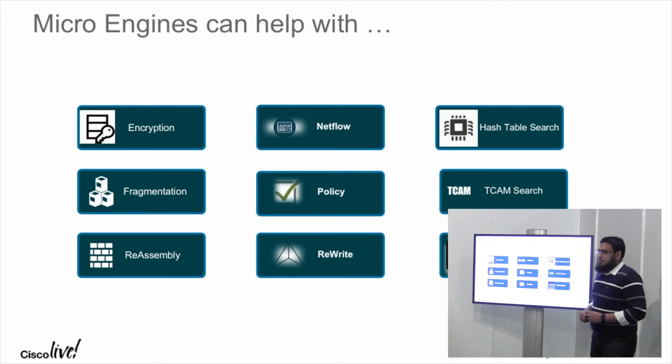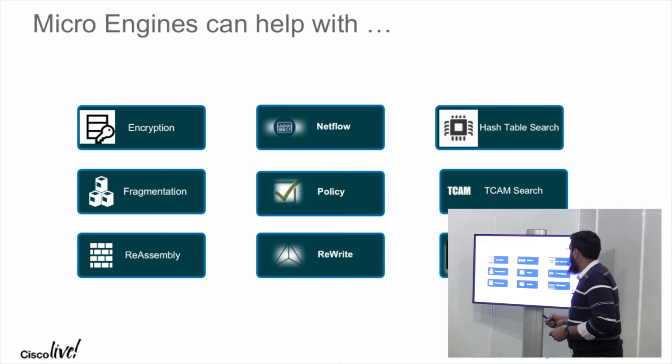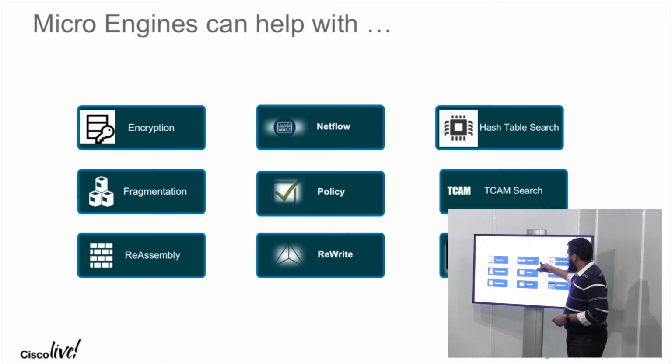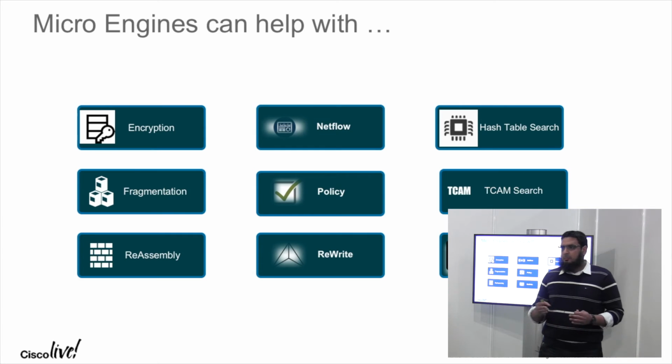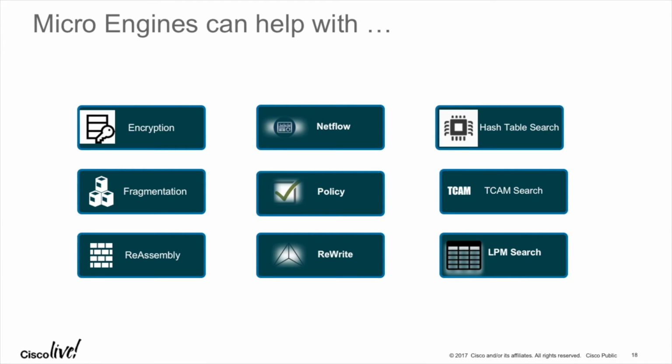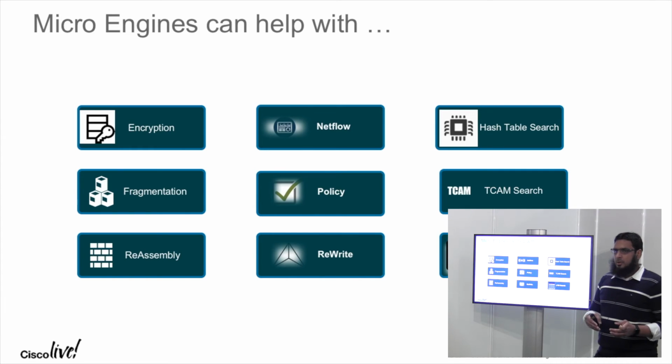Now, what are the different micro engines doing here? There are micro engines doing the encryption. There are micro engines doing fragmentation, reassembly, NetFlow lookup, policy lookup. Rewrite is also a micro engine. We have different search engines. So we have hash table search engines. We have TCAM search engines. We have the longest prefix match search engines. All these different search engines access the different types of memories that we talked about and do the lookups.